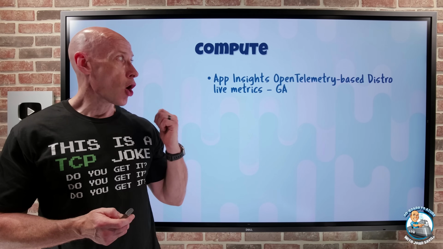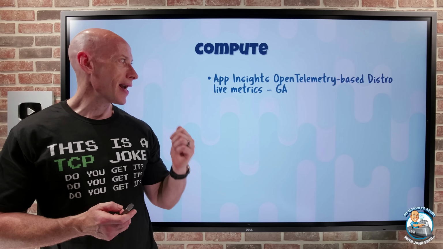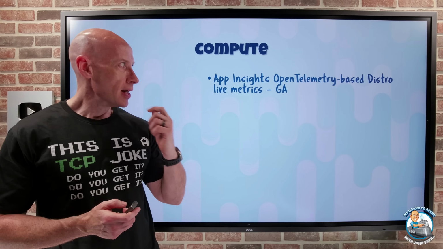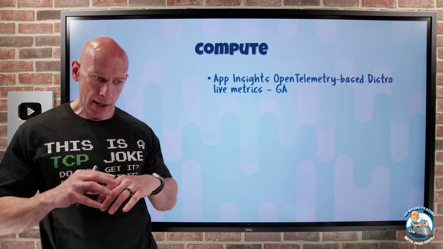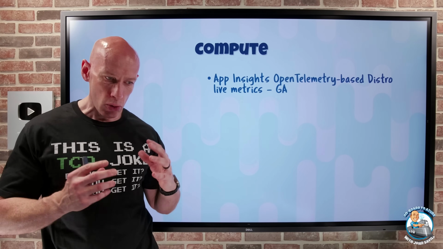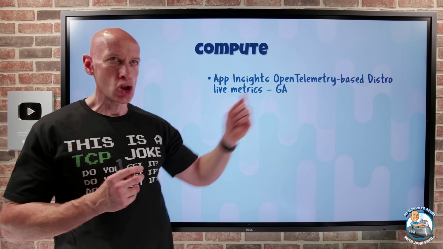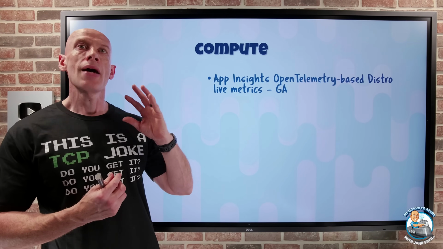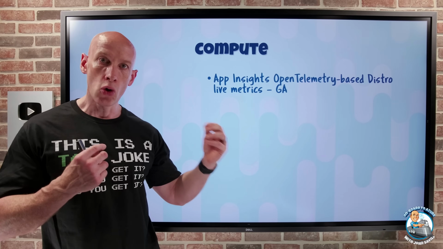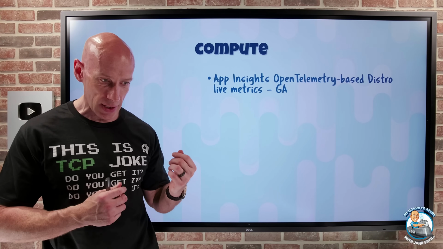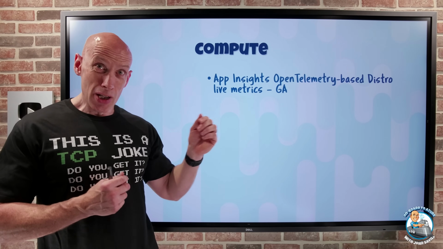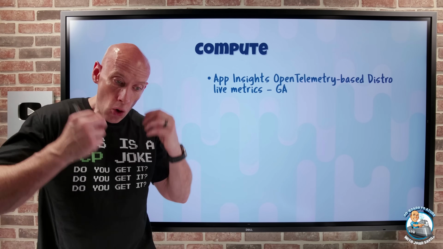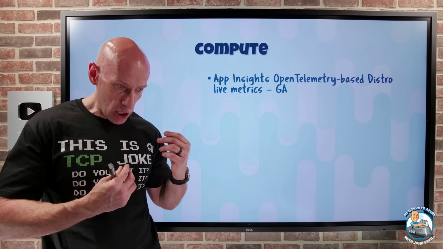App Insights OpenTelemetry-based distro now has live metrics in GA. So OpenTelemetry is that open source solution. And when we talk about a distro, that's some customized distribution of it. In this case, Azure has customized it to hook into the Azure-based services. And what this lets me do is, with a single line of code, hook into my applications.